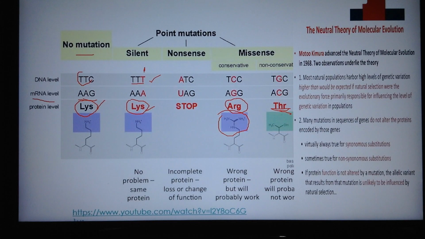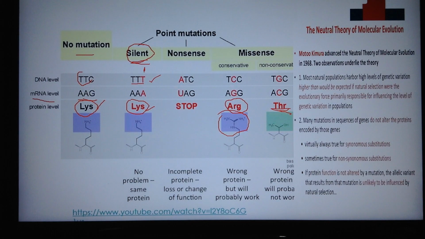Now we see that these silent mutations occurring in the genome result in the formation of a new allele, but they do not actually influence the amino acid or the protein. And the majority of these mutations occur in the non-coding part of the genome, and thus they are maintained in the population.